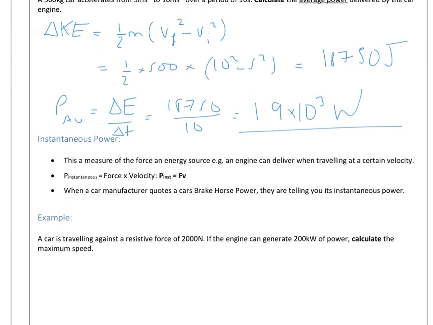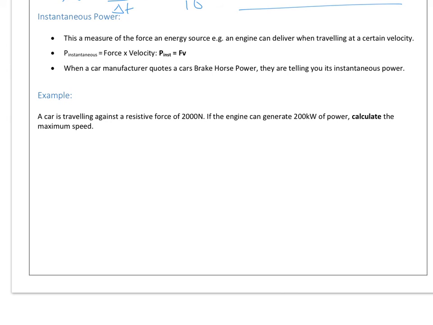The other form, as I said earlier, is called instantaneous power. Essentially that measures how much force something like an engine can give when it's spinning at a certain velocity. So this is what you deal with when you're dealing with cars and those kinds of things. If you're given brake horsepower, what it's essentially telling you is how much force it can give at different velocities. So you calculate instantaneous power by multiplying the force and the velocity. So let's give you an example.